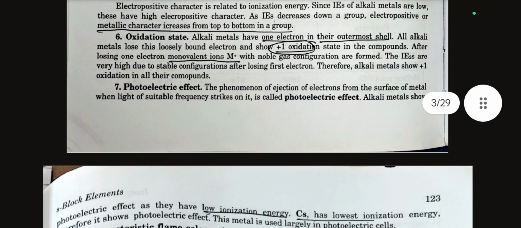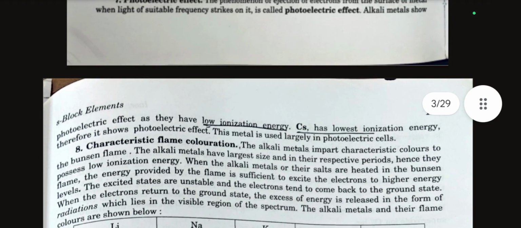Photoelectric effect. The phenomenon of ejection of electrons from the surface of a metal when light of suitable frequency strikes on it is called the photoelectric effect. Alkali metals show the photoelectric effect as they have low ionization energy. Cesium has the lowest ionization energy, therefore it shows the photoelectric effect. This metal is used largely in photoelectric cells.